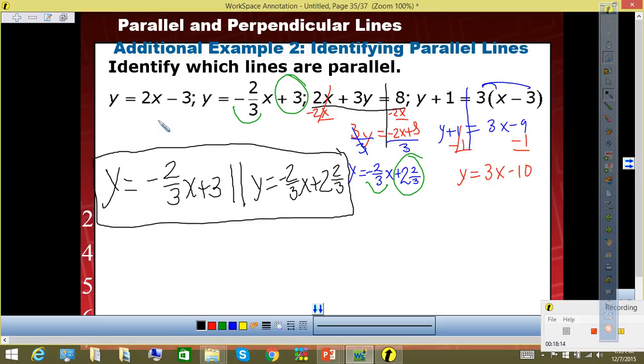Now, are there any others? Let's see. What is the slope for this one? 2. What is the slope for this one? 3. So I guess we're done. You understand what we're doing? Okay. And that's all it is, pretty much.